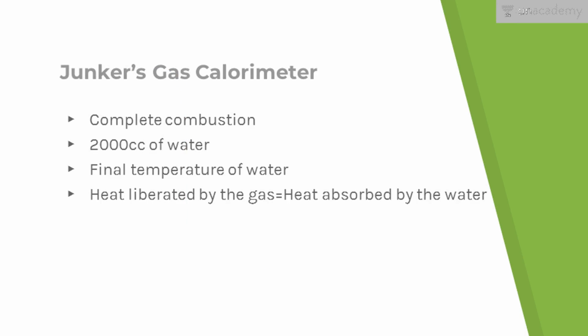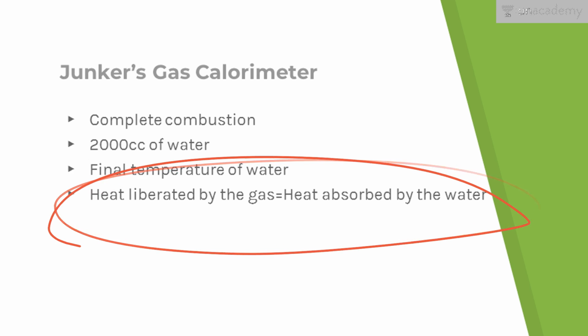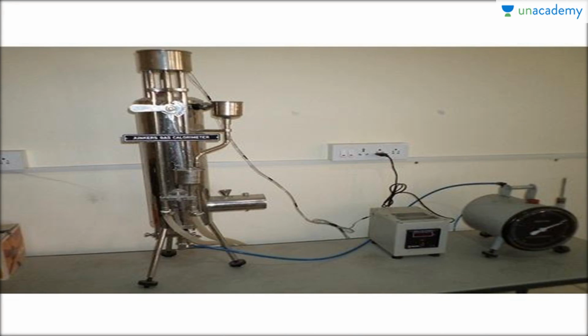Once the ignition of the gas is done, it ensures complete combustion and then records the amount of gas taken to heat 2000 cubic centimeters of water, and then the final temperature of the water is noted down for the calculation. Here also the heat liberated by the gas is equal to the heat absorbed by the water. If this statement is fulfilled, then you can tell the gas or fuel I have used is highly calorific. So this is the image representation of a Junkers gas calorimeter.